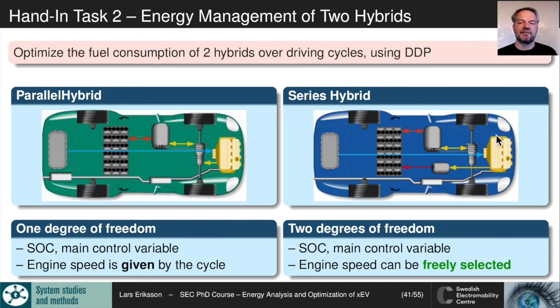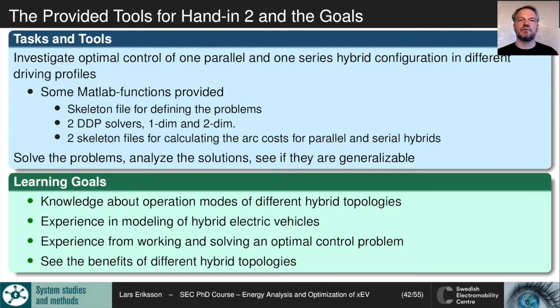And it's also the transition to a range extender where you build a small engine to provide additional energy so that you can utilize the high density of liquid fuels to get longer range of your vehicle. The task and tools you have is to investigate the optimal control of these two so that you learn about what are the optimal driving profiles for these two applications.